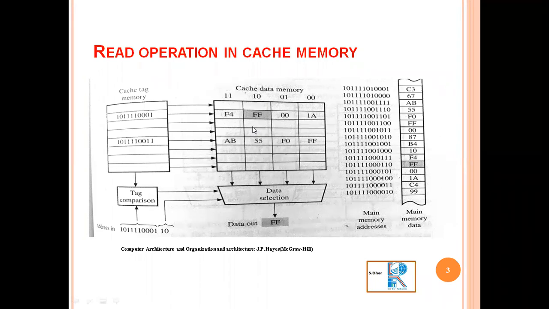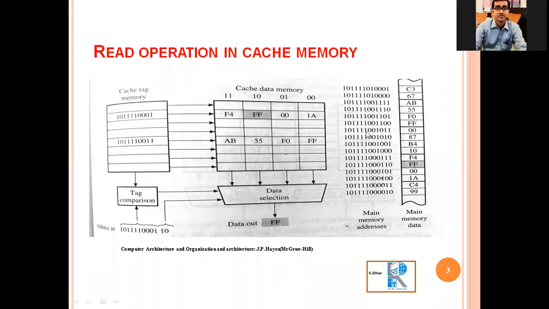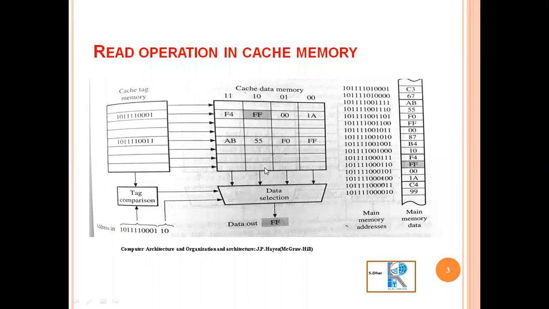Here the operation is a read operation in the cache memory. Suppose the particular address, on the left hand side, is written as 101110000110. This address is generated by the CPU. Clear? Now the CPU has to find whether the data is present in the cache memory or not. If the data is present in the cache memory, it will be a hit, otherwise it will be a miss.